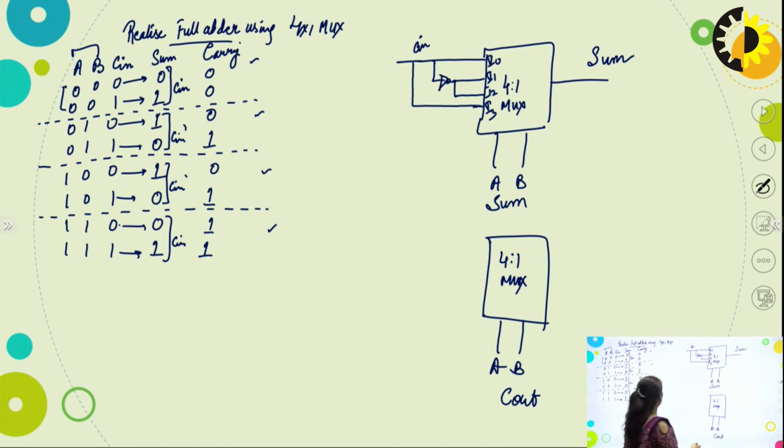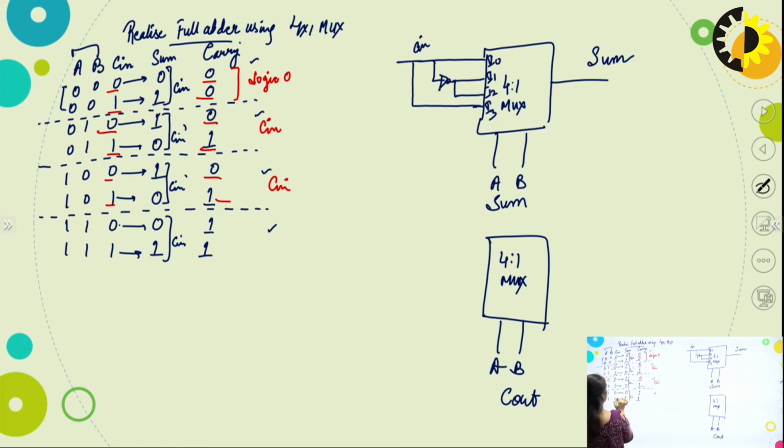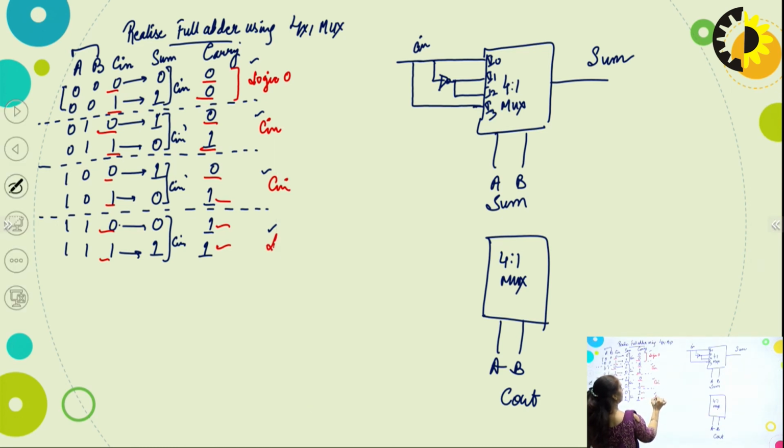For carry, I am going to write it with the red pen. Check for this: for 0, output is 0; for 1, output is 0. Whatever the value of input is, output is 0, so here I have logic 0. Next, for 0 it is 0, for 1 it is 1, so here I am going to have C in. Next for 0 it is 0, for 1 it is 1, again C in. For the last, whatever the value of C in is, the carry out is logic 1. So these red marked are for carry out.